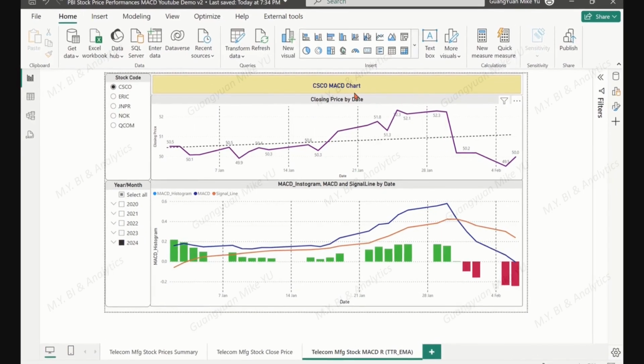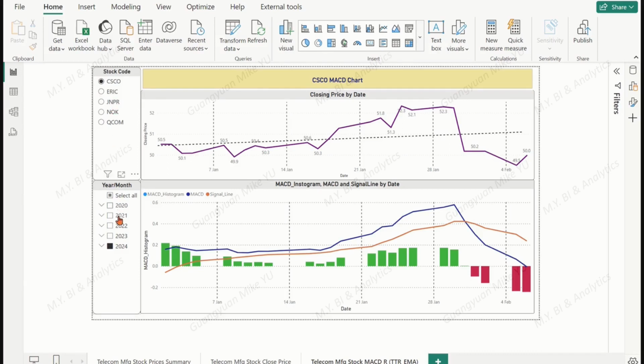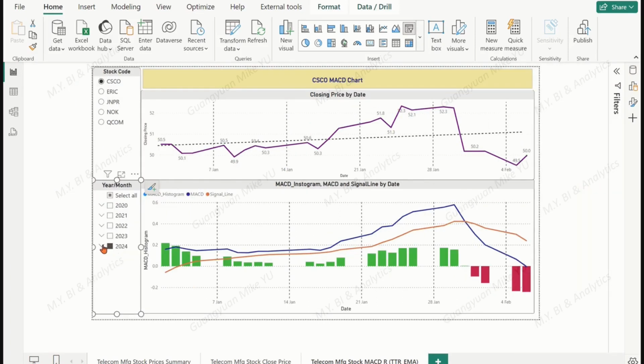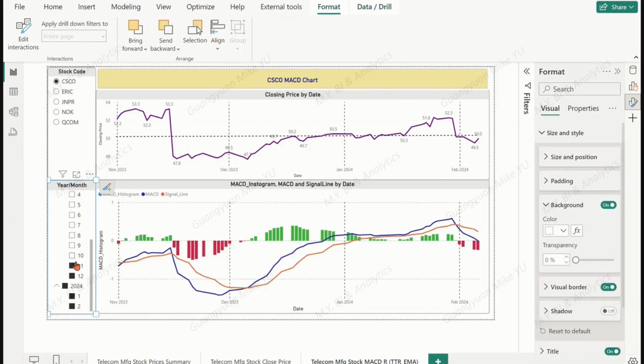Finally, we end up the created Power BI MACD report page with a nice formatting. Additionally, in the page for year slicer, we have created a year hierarchy in date dimension table and added month number column in the hierarchy. With this enhancement, we are able to choose date and month level under each year for the charts.